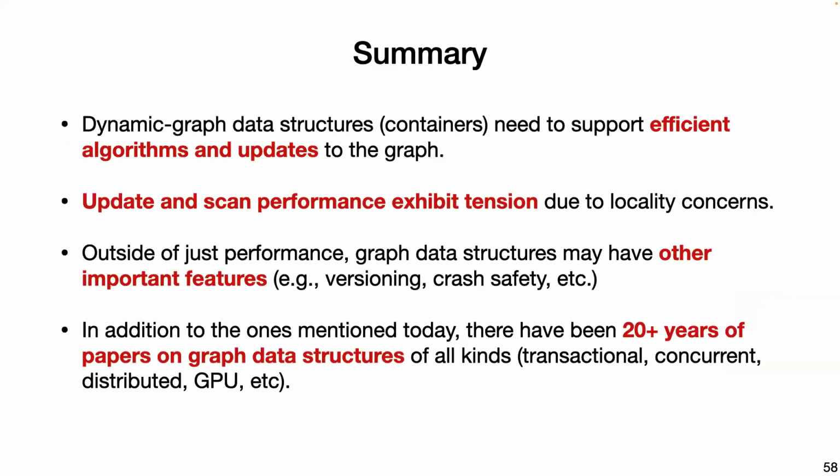Yeah, to wrap up, dynamic graph data structures or containers, you need to support both efficient algorithms and updates, and there's tension between algorithms and updates. So a lot of the data structure design is in overcoming the trade-off. Outside of just performance, graph data structures may have other important features that people care about, like versioning or crash safety or other stuff. And in addition to the few that we did today, there have been, like I said, 20+ years of papers in this area of all kinds.